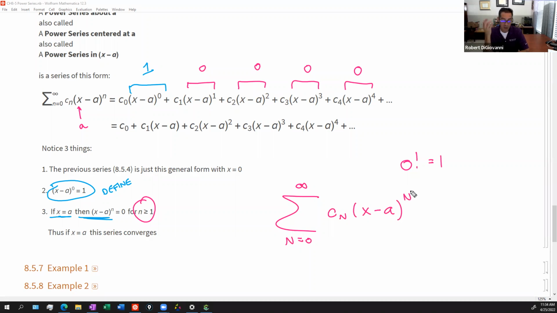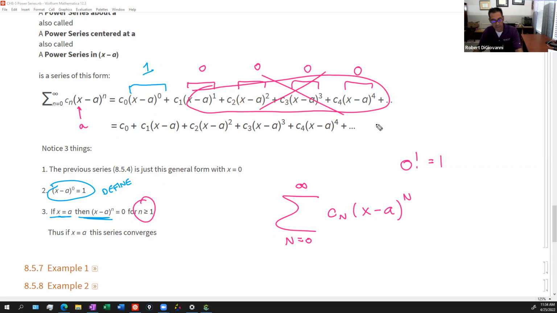Then if I tell you to plug in a into this, then all of these guys go away, and the only thing you're left with is c sub 0. So this would be c sub 0 if x equals a. And c sub 0 is a constant, which means you have convergence. It converges to the number c sub 0.